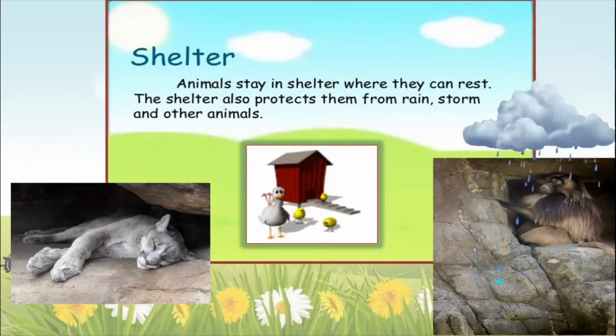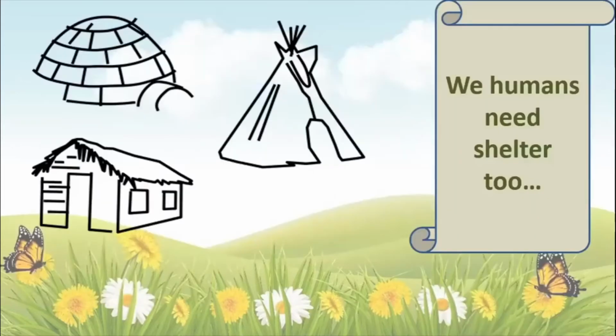Okay, so when there is a heavy rain, see this monkey, what does it do? It takes its baby and it goes and hides inside its shelter. So what does the shelter do? The shelter is a place where the animals can rest when they are tired, and also the shelter protects these animals from rain, from storm, and from other animals also.